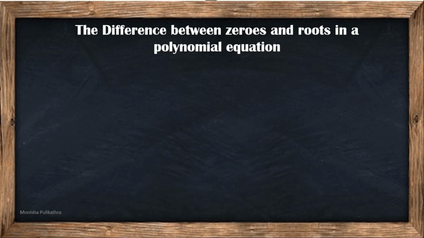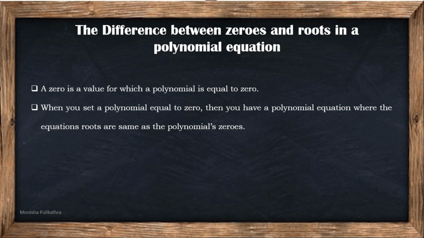Next is the difference between zeros and roots in a polynomial equation. In an equation, after solving you will get roots and also the zeros of a polynomial. So what is the difference between both? A zero is a value for which the polynomial is equal to 0. A zero of a polynomial is that value which, if we replace it, makes the whole expression become 0. When you set a polynomial equal to 0, you have a polynomial equation, where the equation's roots are the same as the polynomial's zeros. Hope you understood that.